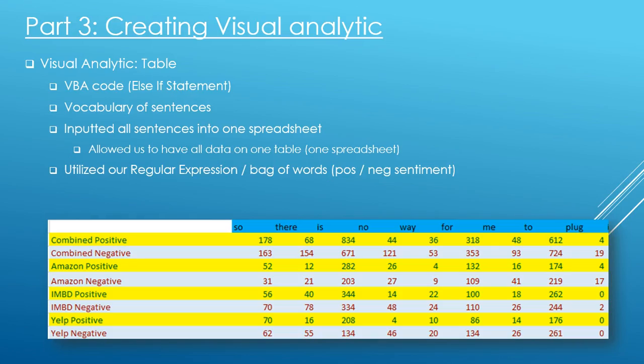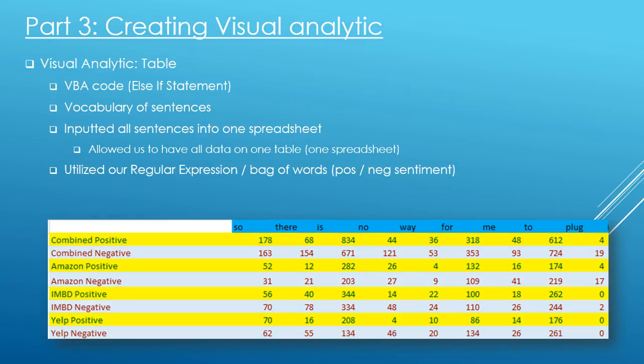For Part 3, creating a visual analytic, the most important part, the visual analytic is a table. What it does is, for the vocabulary of sentences with positive and negative sentiment, it takes that and inputs all the sentences. What we did is input all the sentences into one spreadsheet. This allowed us to have all the data on one table or one spreadsheet. We utilized our regular expression and our bag of words with the positive negative sentiment.